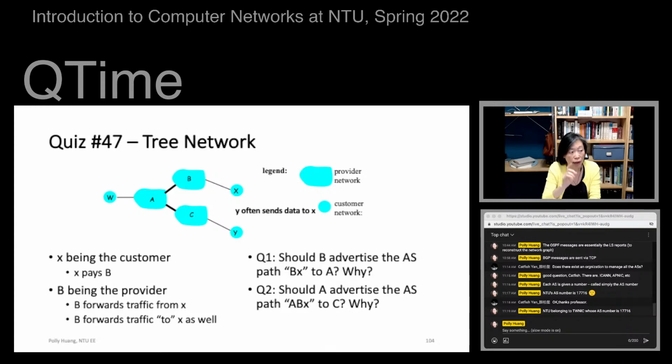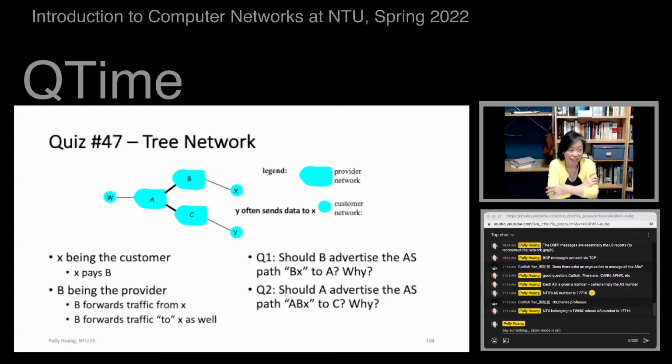So X pays B some money. And the goal is not just to forward data coming from X, but also to forward data with destination X. So B is responsible for forwarding traffic in and out of X, in both directions. That money is paying for traffic in both directions.